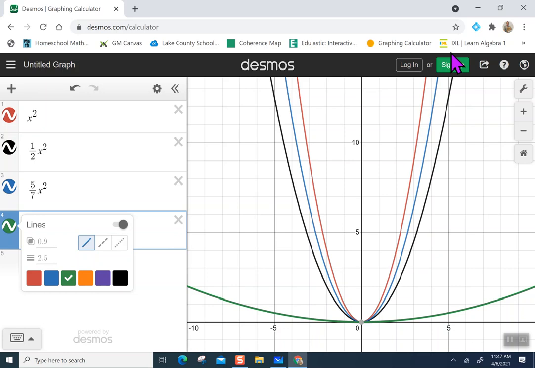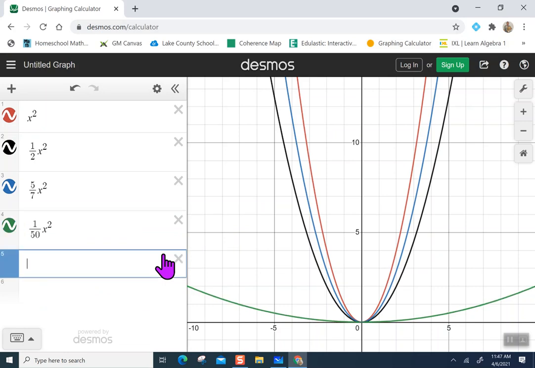Now, you can see what's happening. As the denominator is getting larger, you'll see that it's getting flatter. We call this a vertical compression. It's being compressed. If you were to take a spring and compress the spring, you're flattening it out. So vertical stretch is when the two lines get closer and closer together. Vertical compression, when you have a proper fraction, the lines get further and further apart from each other.